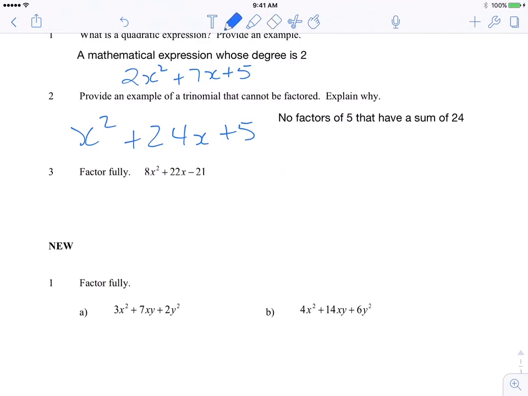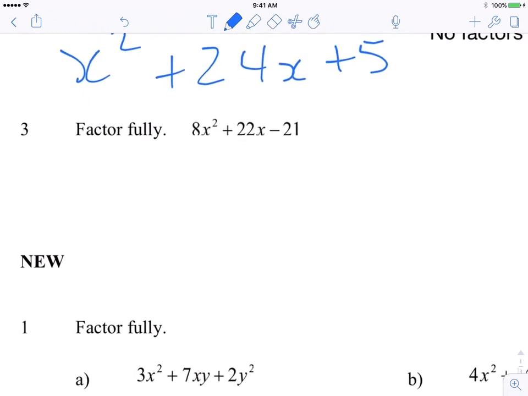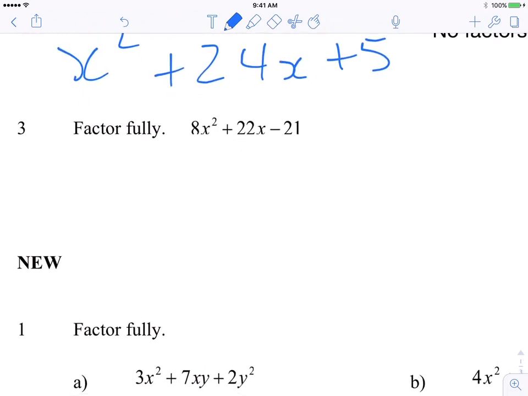Factor this fully. Well, first thing you always want to look for is a GCF. In this case, there is no GCF because 22 can be divisible by 2, but 21 cannot. So there's no GCF.